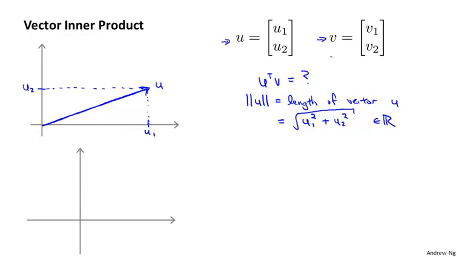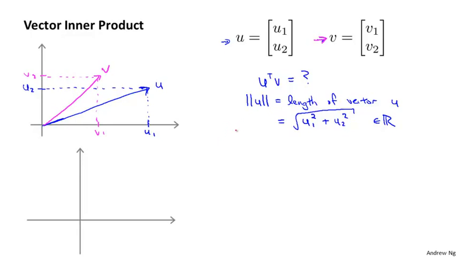Now, let's go back and look at the vector v, because we want to compute the inner product. So v will be some other vector with some value v1, v2, and so the vector v will look like that. So we'll draw v like so. Now, let's go back and look at how to compute the inner product between u and v. Here's how you can do it.